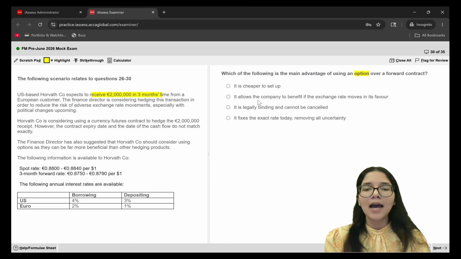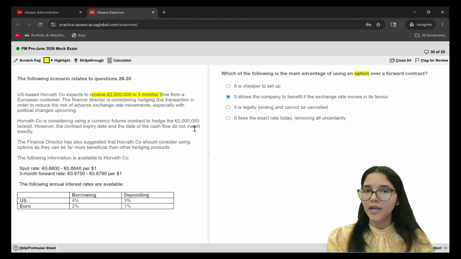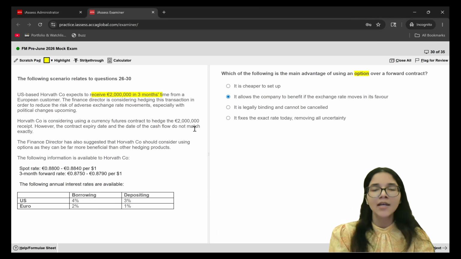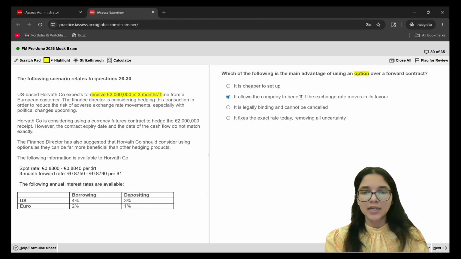Second statement is it allows the company to benefit if the exchange rate moves in its favor. This is absolutely right, because what happens with an option contract is it's not binding for me. If it's profitable for me, I can go ahead. If it's not profitable for me, I can choose not to exercise my option. So if at all the market rates have gone into my favor, I can take benefit from the market. I will simply let my option lapse, just that my premium will go to waste, but otherwise I do have an option to not exercise the option. So this is the true statement here.